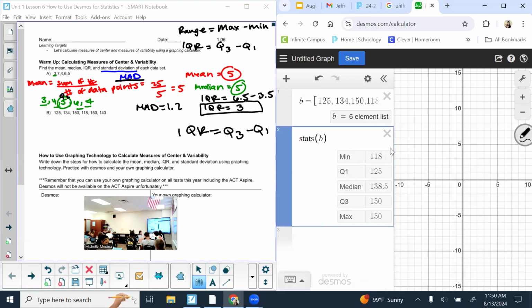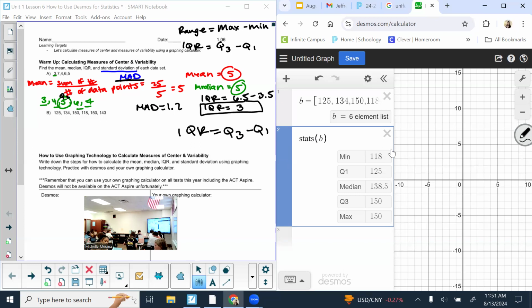Minimum, Q1, median, Q3, and maximum. What does that create? A box plot. It's our 5-number summary. So stats, you would have to remember that function. I would not be able to tell you during the test. It can help you make your box plots by telling you your 5-number summary.